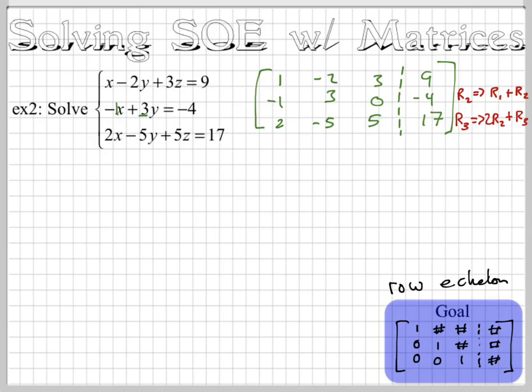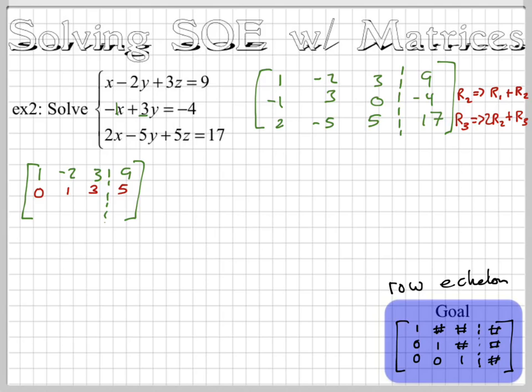All right, so this is what it's going to look like. Now the top one doesn't change, so I'm just going to write that one down: 1, -2, 3, and 9. The second row does change, so I'll write that one in red. Now just go one number at a time. For this first one, in row 2, I'm going to take row 1 and add to row 2. So what is -1 plus 1? What is 3 plus -2? What is 0 plus 3? And then what is -4 plus 9?